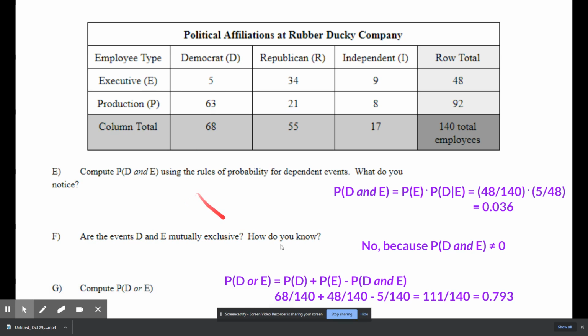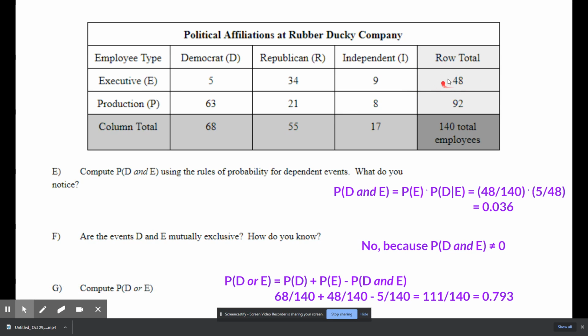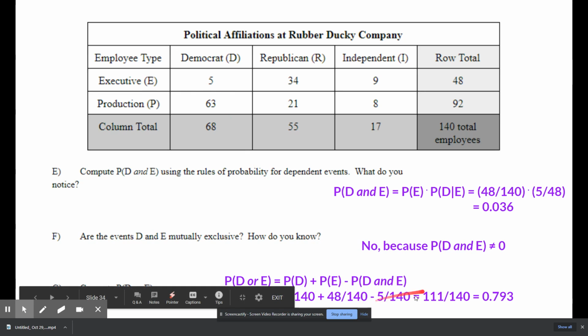P(D or E) would be the probability of a Democrat or the probability of an executive, but we've got to remember there's some overlap here. So 5 out of 48. These 5, I shouldn't say 48, 5 are the overlap of these two rows and columns. So we're going to do the probability of a Democrat, 68 out of 140, plus the probability of an executive, 48 out of 140. So that's Democrat or executive. But right now, if we did that, we'd be counting these 5 people twice. So we've got to remove one set of them, one set of 5. And we get all this down here.